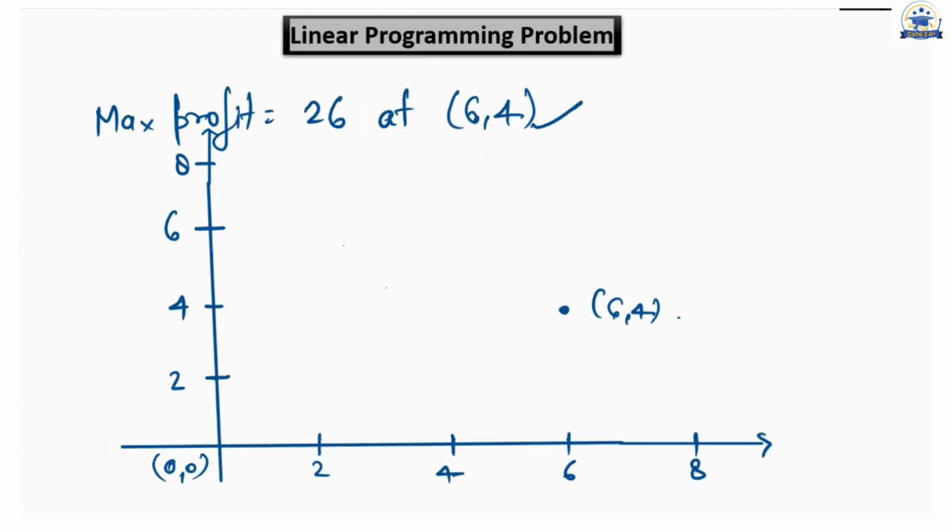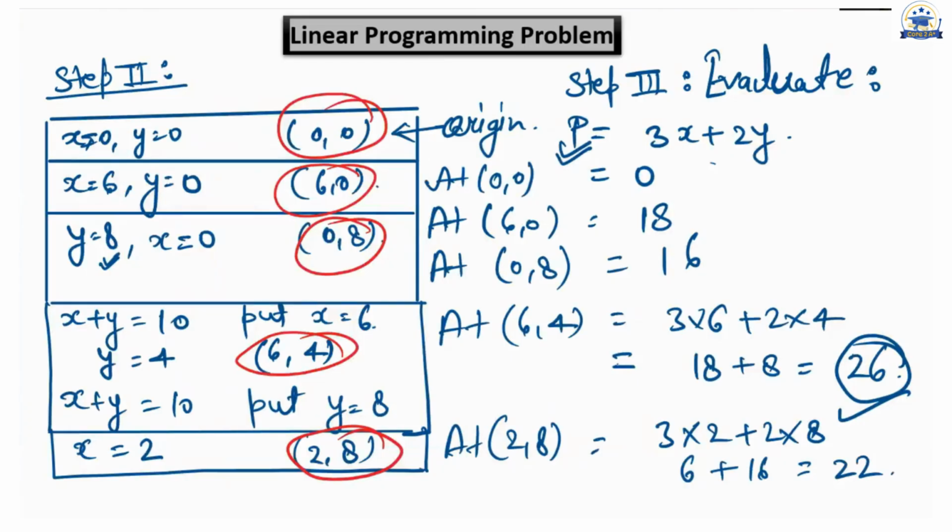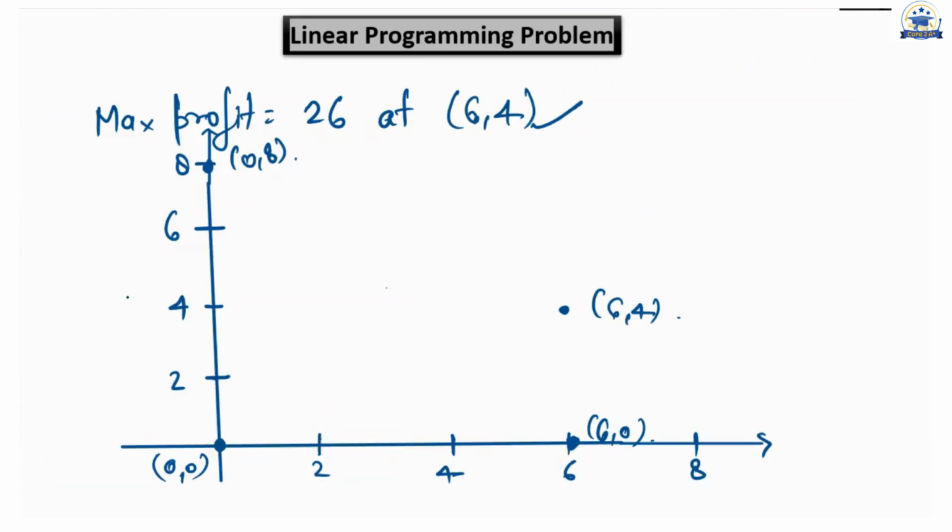Okay. 6, 0 means this is your 6, 0. Then 0, 8, sorry, 0, 8. And 0, 0 is also a corner point. Any other? 2, 8, right? 2 on x and 8 on y. Here, 2, 8.